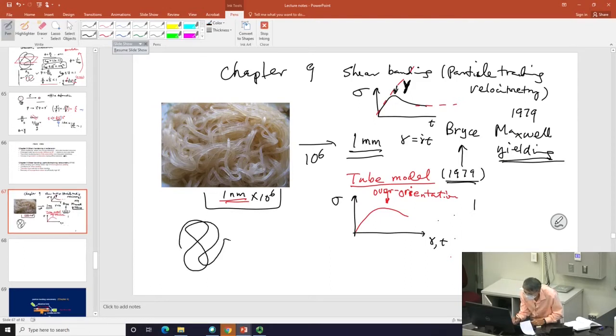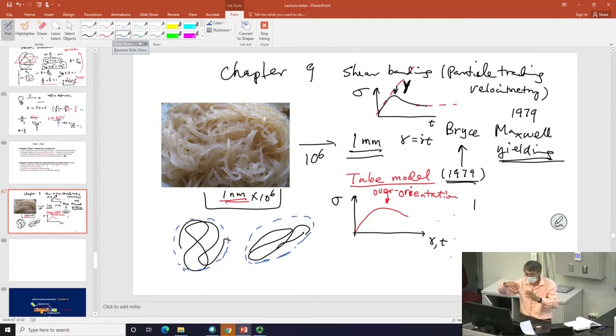Remember your chain initially like this. Now this chain sheared somewhat. So this is a chain that has a spherical shape, if you like. By the time you shear it, it will become oriented, a little bit cigar-like, and oriented.